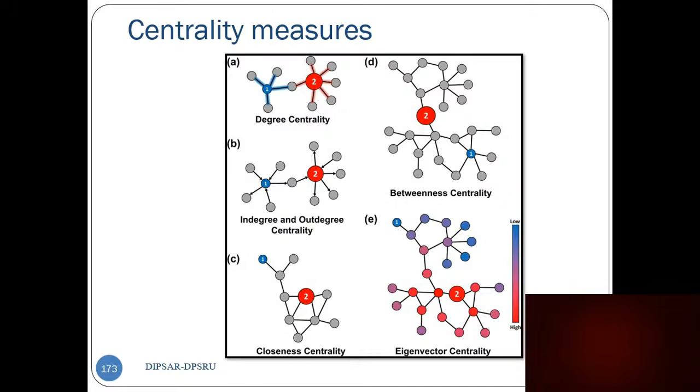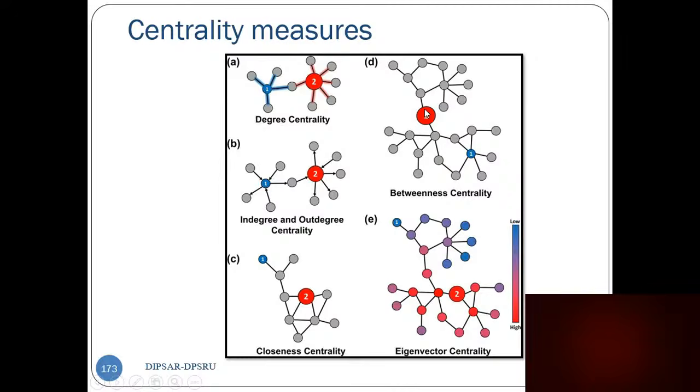So one centrality measure is degree centrality. This is the normalized value of degree, and there are in-degree and out-degree centrality when we talk about directed networks. Then there is closeness centrality, then eigenvector centrality, and betweenness centrality. So you can see that this second node in the second graph, degree we have already discussed. These are the normalized values of the degrees.